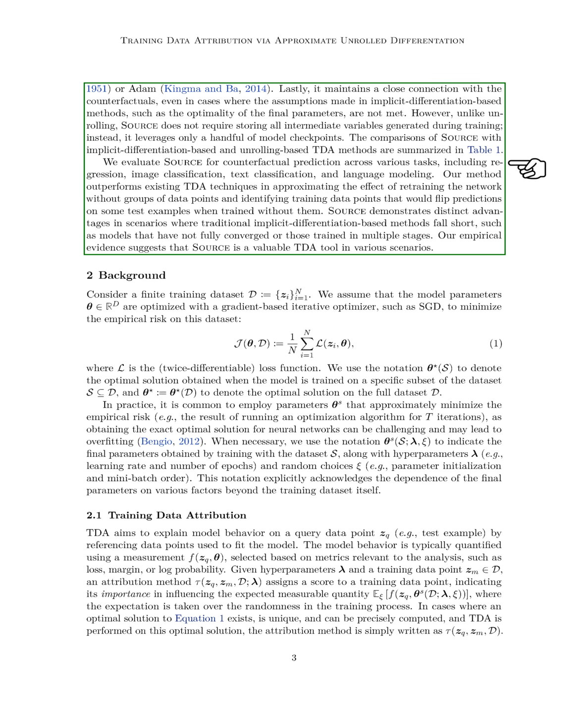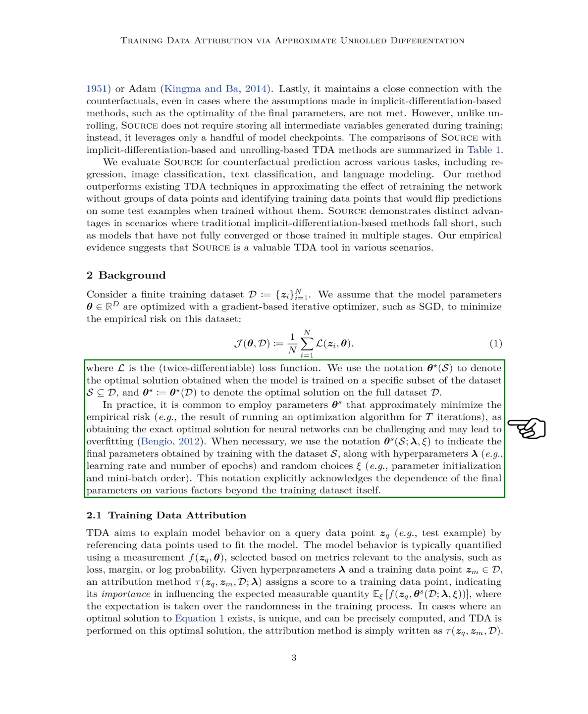We evaluate SOURCE across various tasks, including regression, image classification, text classification, and language modeling. Our method surpasses existing TDA techniques in approximating the impact of retraining the network without specific data point groups and identifying training data points that would alter predictions on some test examples if trained without them. SOURCE excels in scenarios where traditional implicit differentiation-based methods struggle, like models that have not fully converged or those trained in multiple stages. Our empirical findings highlight SOURCE as a valuable TDA tool in diverse scenarios.